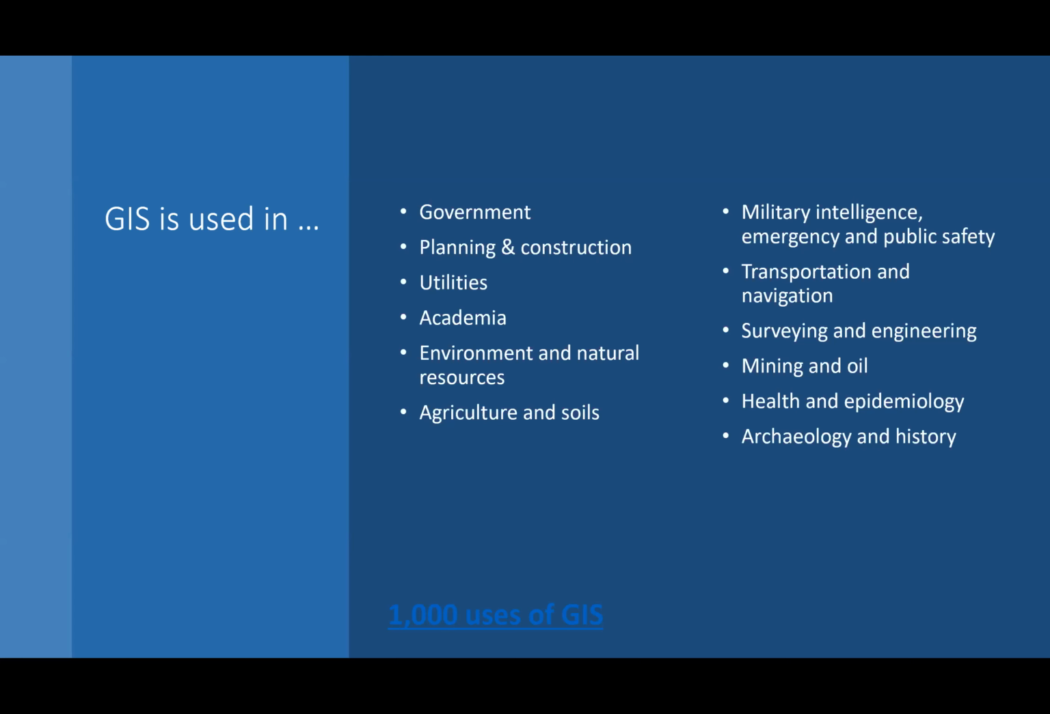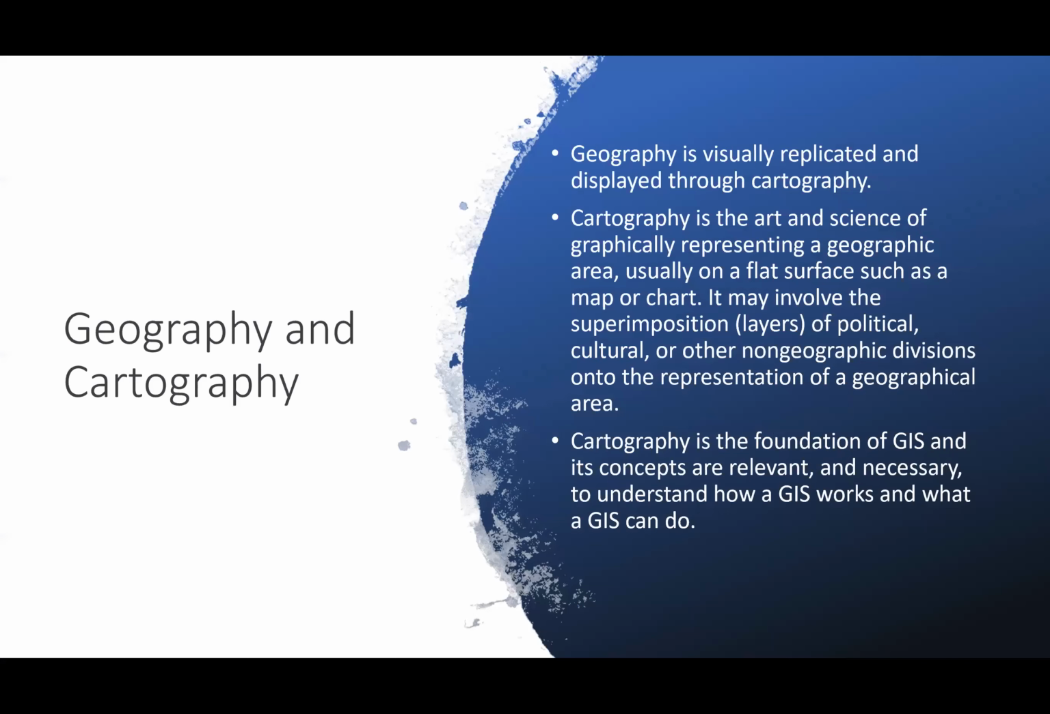At the bottom of this page, you'll see a link that says 1,000 uses of GIS. That's going to be associated with your easy assignment for this week, which is to take a look at that link and see if there are examples that you can identify with based on what you are interested in within your disciplines. And so 1,000 uses of GIS is a fun list of how GIS has been used for lots of different things. Moving on, geography and cartography.